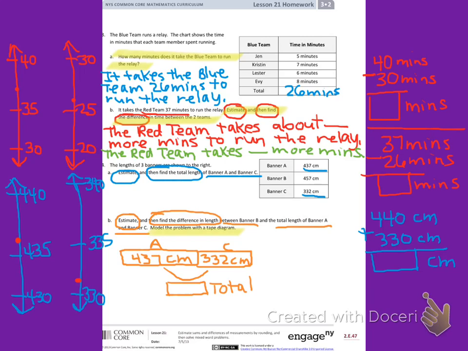Now I will show you banner B. Banner B is longer than banner A, but not as long as A and C together. I will label this B. Banner B is 457 centimeters. The question is, what's the difference? So I'm drawing little dotted lines here. We need to find out what the difference is in length between banner B with the total of A and C. So I'll put a question mark here.